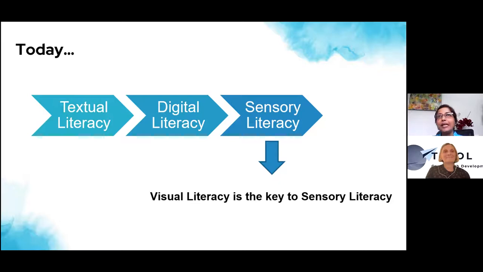But it's also important that we look into sensory literacy. And, like Liz and I were talking earlier before the start of the session, in the norm that we are currently in, teaching online sessions, we are so into images also. Even this session today is multimodality. So it's important to also incorporate sensory literacy, where visual literacy is the key to sensory literacy.